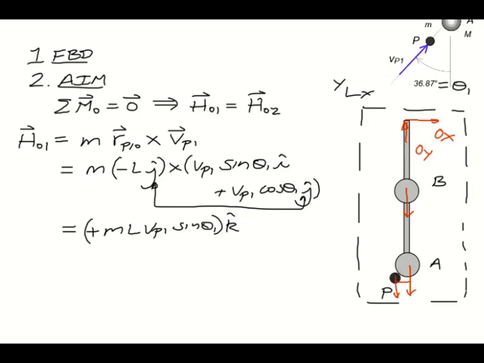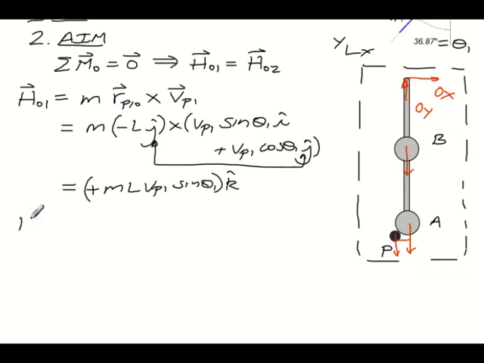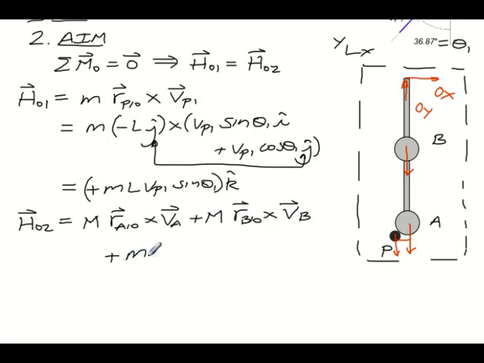How about H2? Once impact occurs, then we have not only P, but we also have A and B. So it's going to be mass of A, the position from O to A, cross with the velocity for A. Do the same thing for B, R, O to B, cross with the velocity vector for B, and then for P.